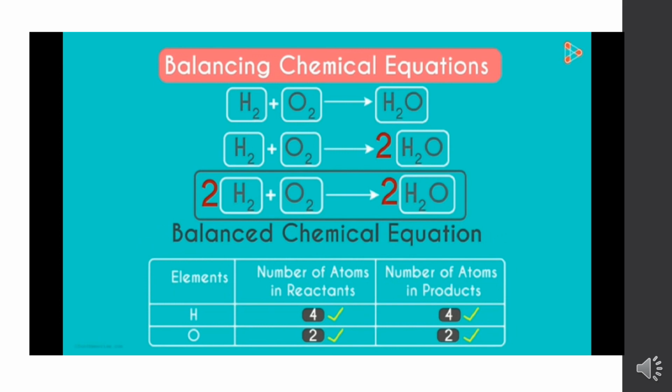This is what you will get. So, we multiply with appropriate elements or compounds as necessary to balance each and every element. When all elements are balanced, we can say it is the balanced chemical equation.